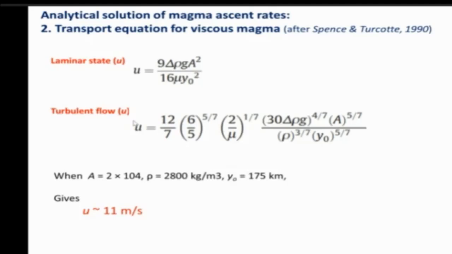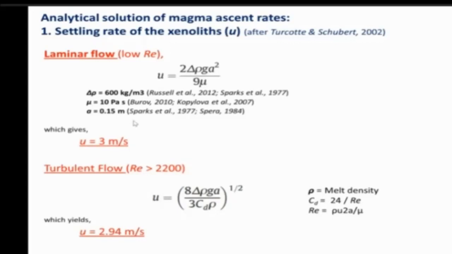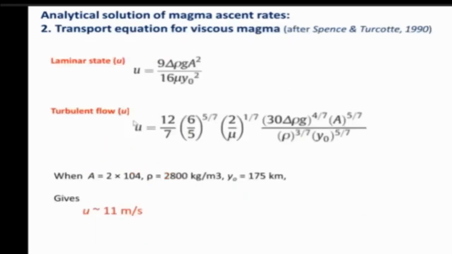This is somewhat higher than what we estimated in our laboratory experiments, as well as from the settling rate of the xenoliths. This settling rate of the xenoliths supports our experimental findings that the minimum velocity we need in the flowing kimberlitic magma has to be around a minimum of 3 meters per second. Less than that, the kimberlites perhaps would not carry these xenoliths, and these diamonds could very well be a very standard variation of the xenoliths.